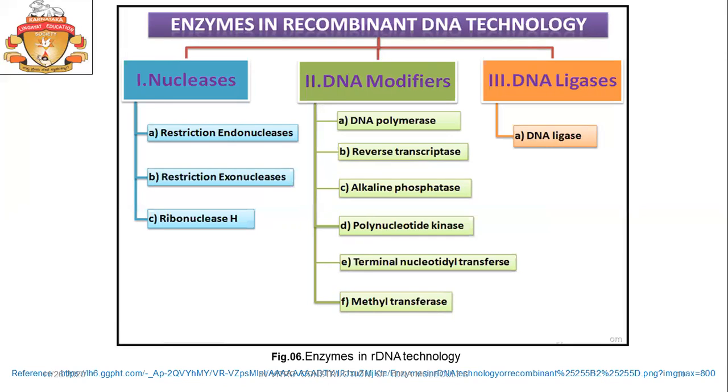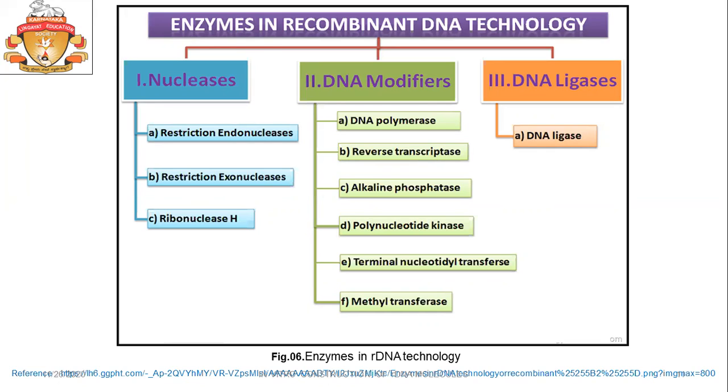So we are going to use these two to cut the DNA to get the gene of interest. And then ribonuclease H is used to cleave RNA backbone phosphodiester bonds to leave the 3' OH group and 5' phosphate group. The second type of enzymes we are using is DNA modifiers. All these listed enzymes are used to modify DNA in the desired way.